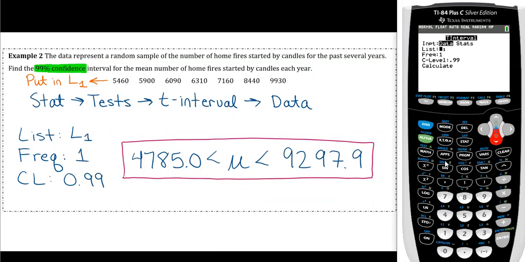And then the confidence level, what is it here? 0.99, okay, perfect, I already have that there. So we'll just go to calculate. And yeah, so the numbers up there in the parentheses, that's your lower bound and your upper bound on your confidence interval. So 4785 and 9297.9.